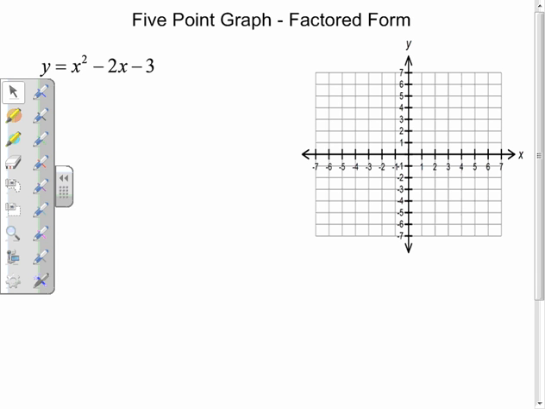This video is going to take a look at quadratic functions. We're going to create a 5-point graph of a quadratic function by working with it in its factored form. The 5 points that we're going to look at are the two x-intercepts, known as the roots or zeros, the y-intercept, the vertex, and the point that you can graph by reflecting the y-intercept over the axis of symmetry. So we're going to find the axis of symmetry as well.